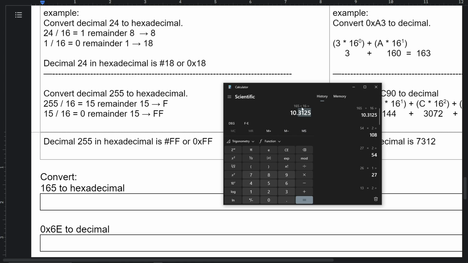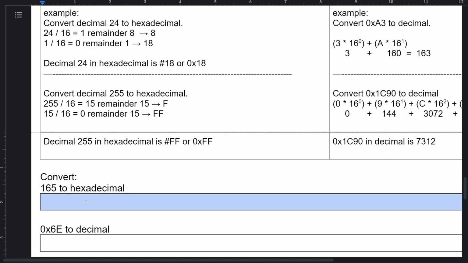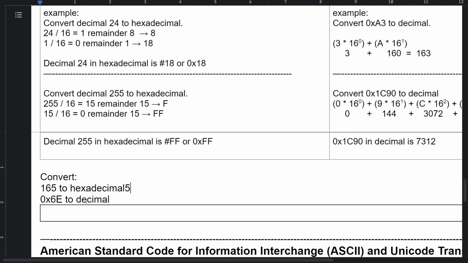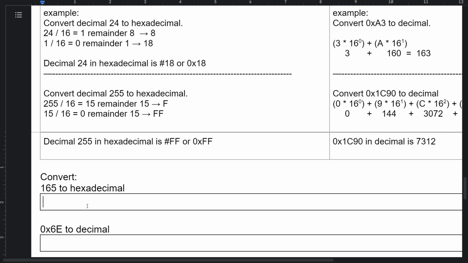So we've got 10 here, and we need to figure out what the remainder is. So I take 16 times 0.3125. And it looks like our remainder is 5. So I'm going to write that down. So our remainder is 5.